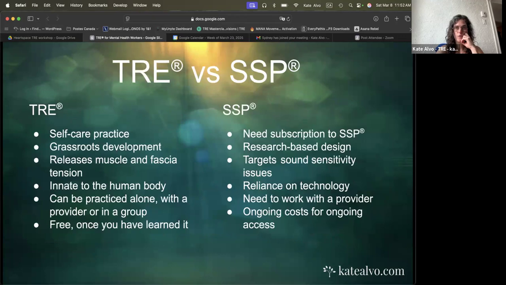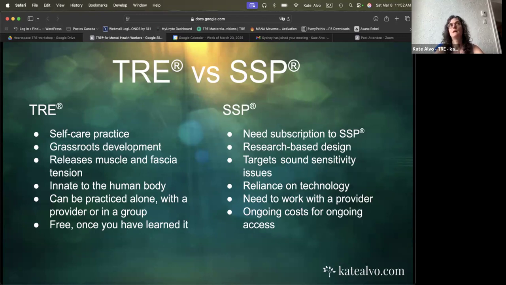So just a few notes about the differences and similarities between TRE and SSP. I just want to point out I'm not trying to say one is better than the other. These are just the differences that I see. Basically, TRE is a self-care practice, whereas with SSP, you need to have a subscription. TRE was developed as a grassroots movement.